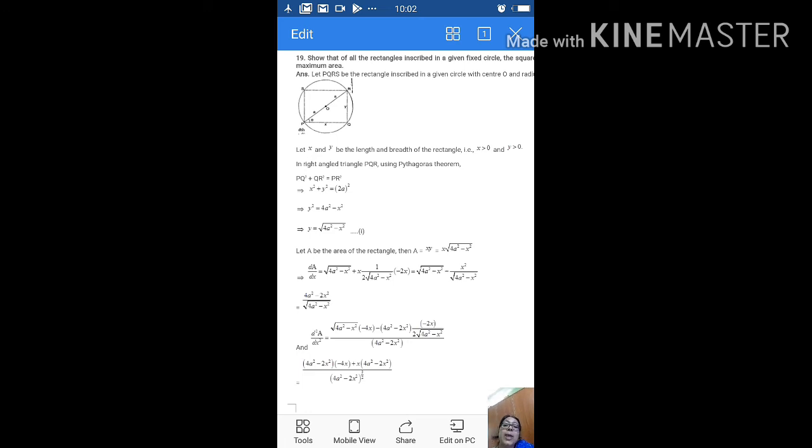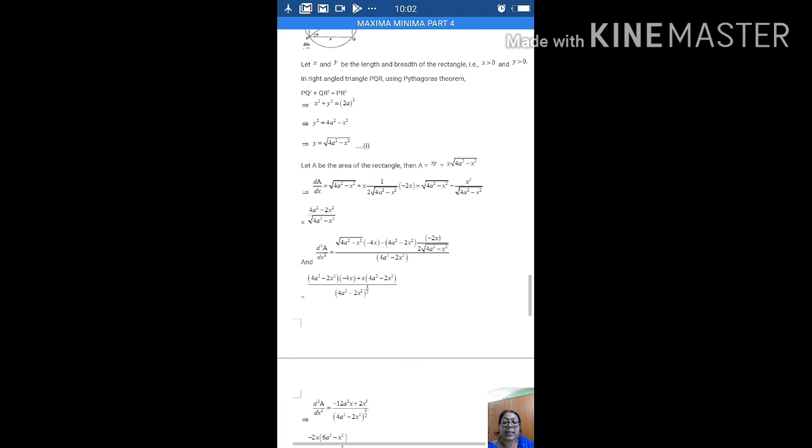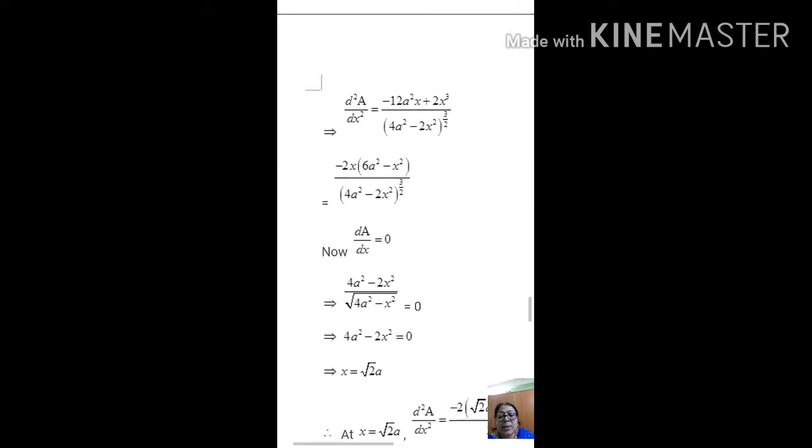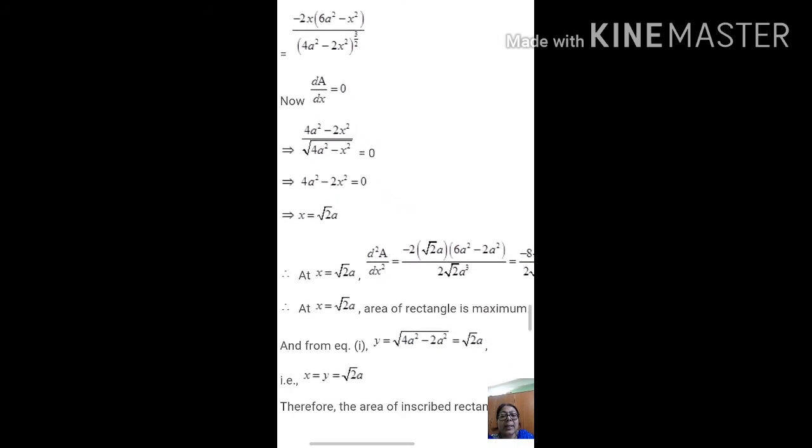Next we have to take the derivative with respect to x, dA/dx, that is the second derivative test, which I have already discussed. So dA/dx we have to find out, then d square A/dx square we have to find out. Next, dA/dx is equal to 0 we have to solve, so we get the value of x equal to root 2a. Now putting this value of root 2a in d square A/dx square, we get the value negative. That means at x equal to root 2a, the area of the rectangle is maximum.